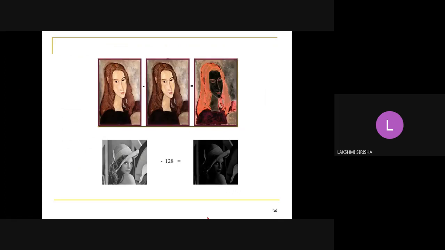Here also the same concept. Subtracting: every pixel in the image is subtracted from 128, so the pixel values are very near to 0, because subtraction means the pixel values decrease. At addition it increases, at subtraction it decreases. Decreases means the pixel values go towards 0. That means it looks like a dark image.